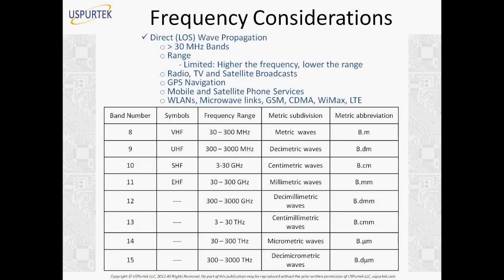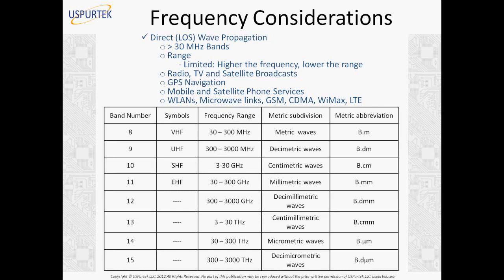Okay, so we always go above 30 megahertz bands. All direct wave propagation happens above 30 megahertz. And the range is limited by the frequency. Again, the higher the frequency, the lower the range, because the power decays. The higher the frequency, the more power decays.